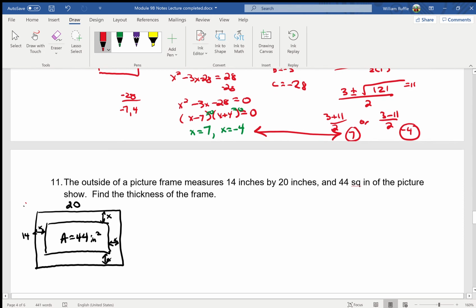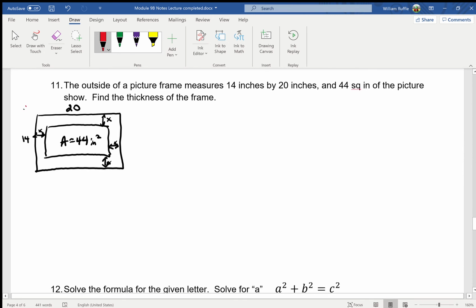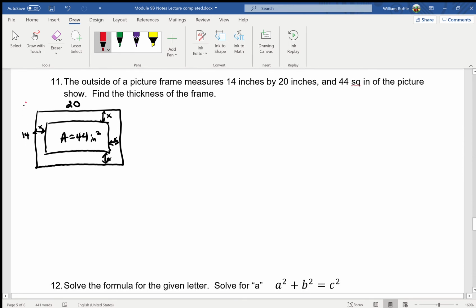All right, the next question. This is the ugly one. The numbers get a little crazy, and we just got to be careful on this one. So now, we have the outside of a picture frame. It's 14 by 20. So I've kind of drawn the picture here a little bit already. And then we put a frame around it. So the frame is all this part here.